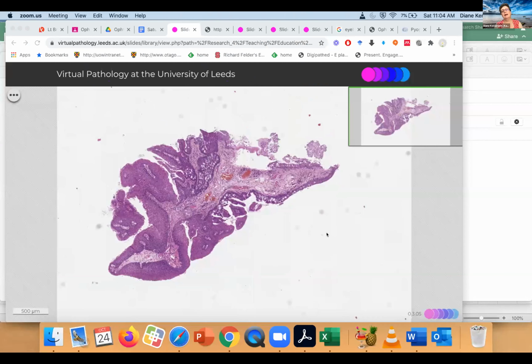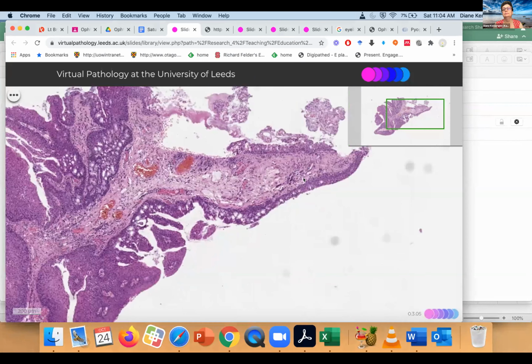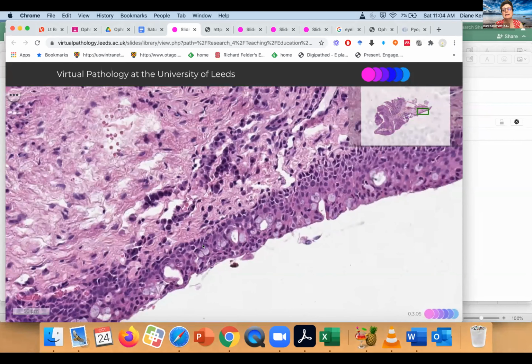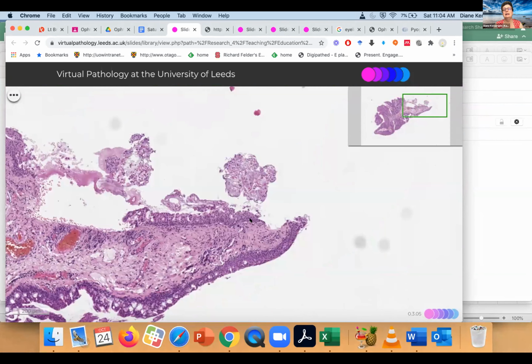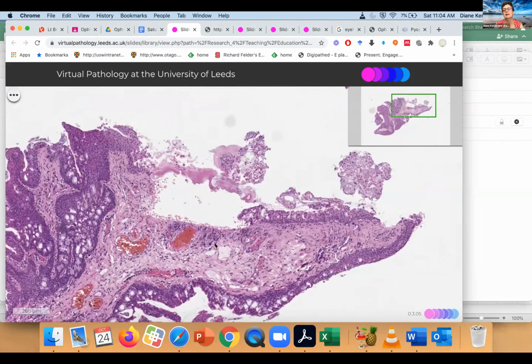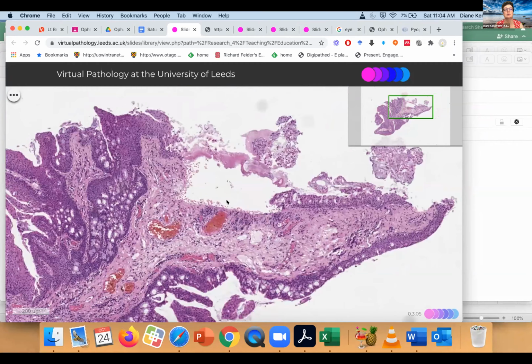All right, so at low power here, we've got normal stuff down the bottom here, and we've got a lesion here. And at the normal, we can see goblet cells in it here and no skin adnexa, so we know we're in the conjunctiva. We can't see any underlying stromal glands or anything. And there's numerous goblet cells, so I suspect this is the bulbar conjunctiva.